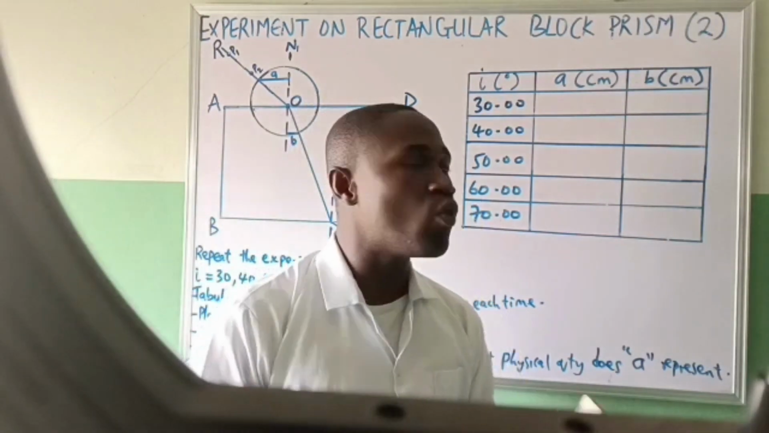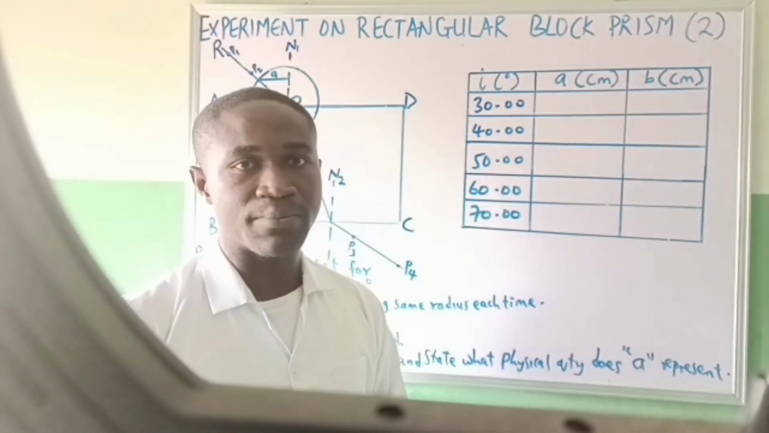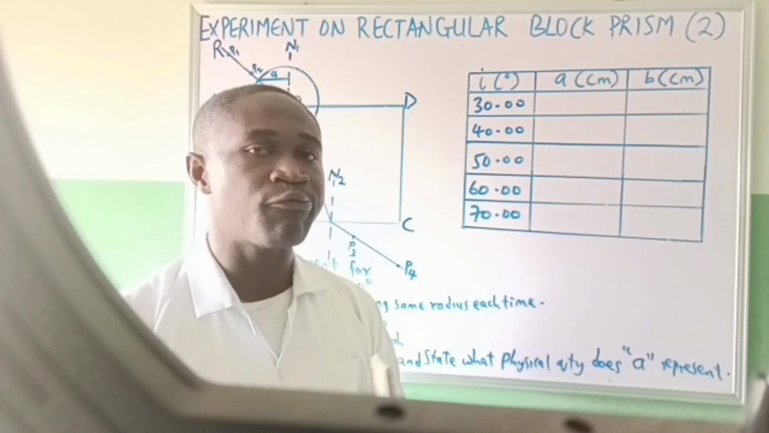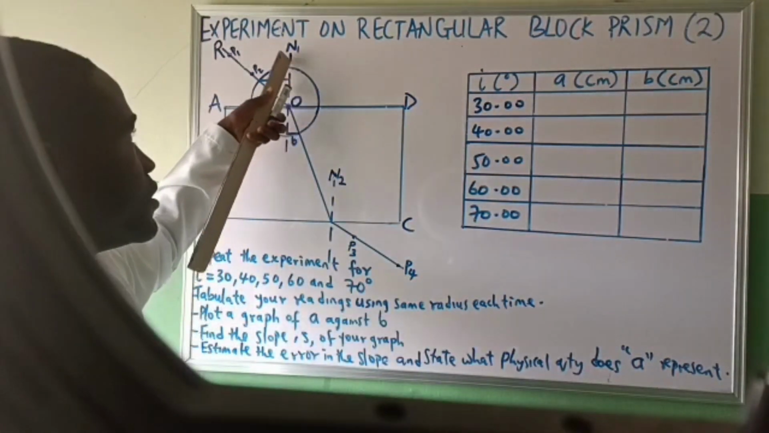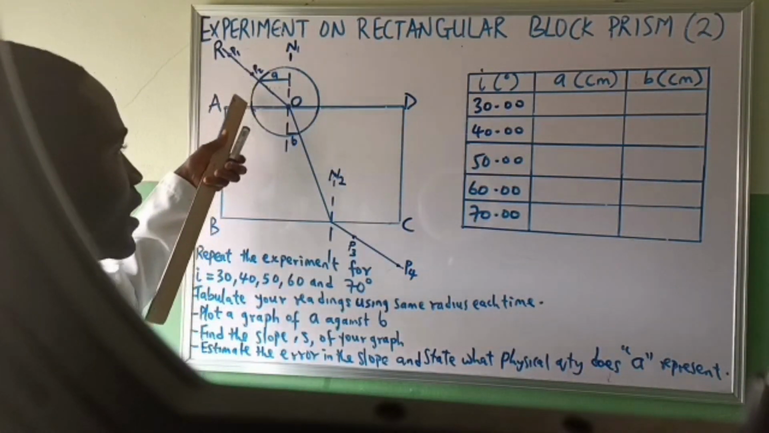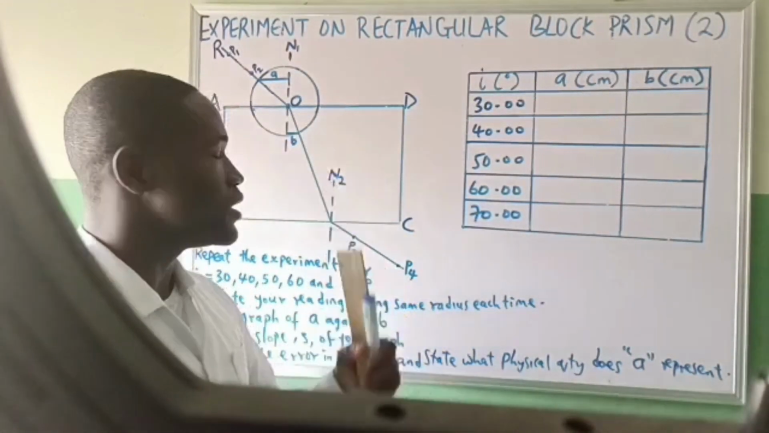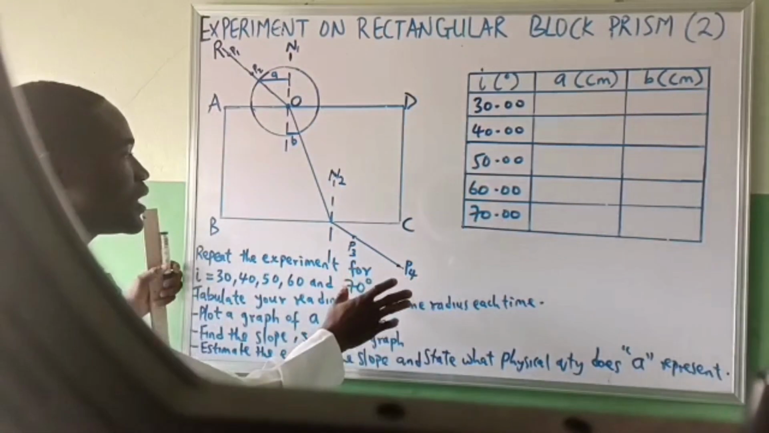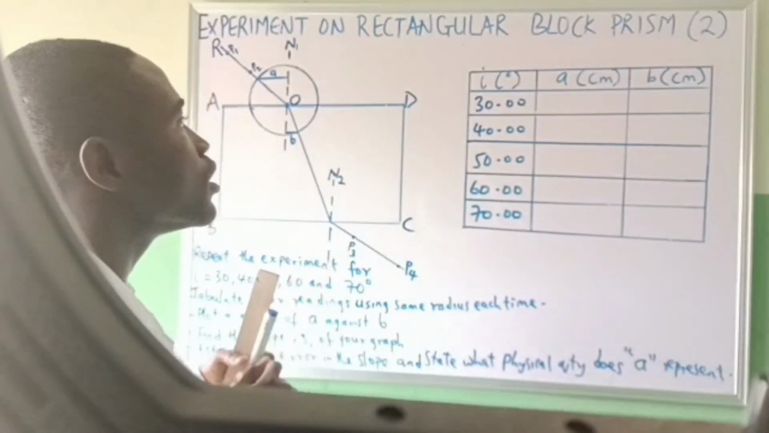In this video, we want to discuss the experiment on the rectangular block prism. We have posted the first part of it. This is the second part, where we will have a radius and a circle drawn on the experiment. So we want to see how we can perform this experiment without touching the apparatus.